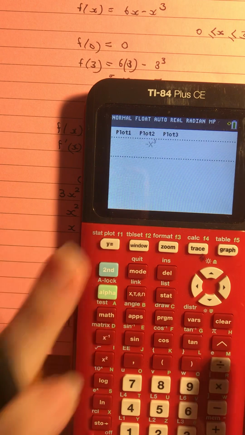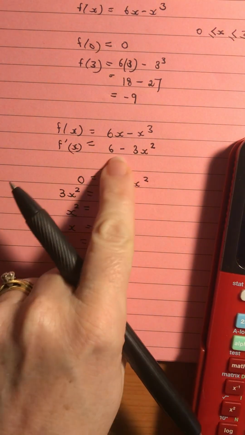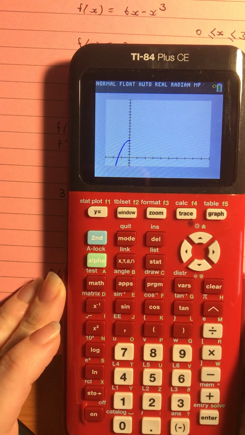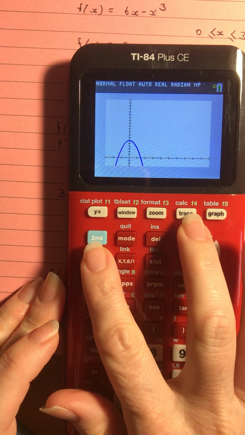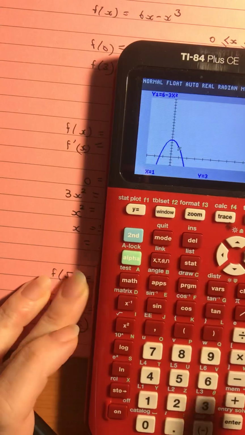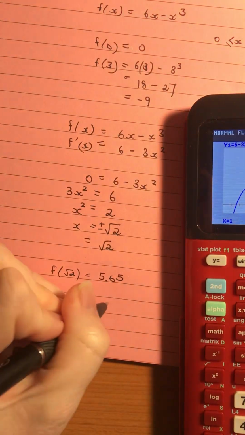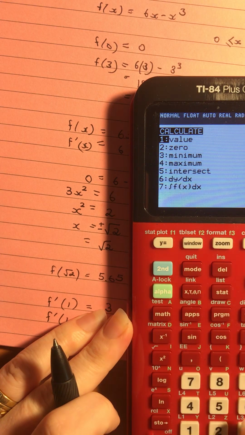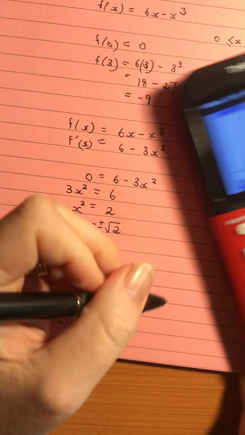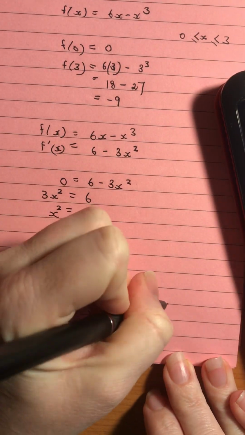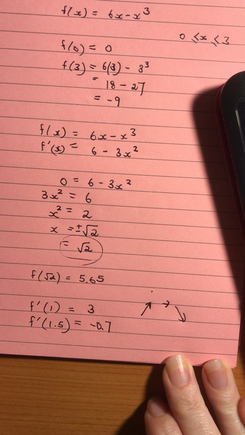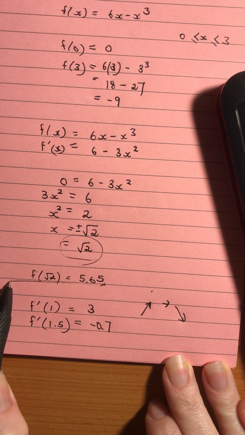So then again, a quick way for that, I'm just going to put my derivative in, which is 6 minus 3x squared. And then I'm going to find at 1 and at 1.5. So I'll go second trace at 1, and I get a gradient of 3. And then at 1.5, it is negative 0.75. So I can tell that that's a maximum because it is coming up to 0 and then back down again. So there's my maximum value at the square root of 2, and its y value was 5.65.